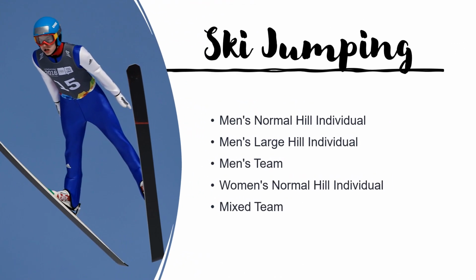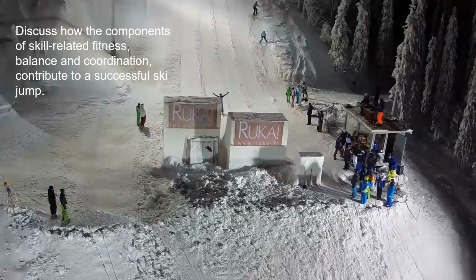Ski jumping consists of 5 events. 3 men's events, including the men's normal hill, large hill, and team event. The women have 1 normal hill event and compete in a mixed team event with the men. Jumpers are scored on both style and distance. Discuss how the components of skill-related fitness, balance, and coordination contribute to a successful ski jump.